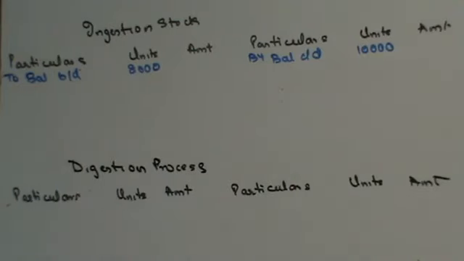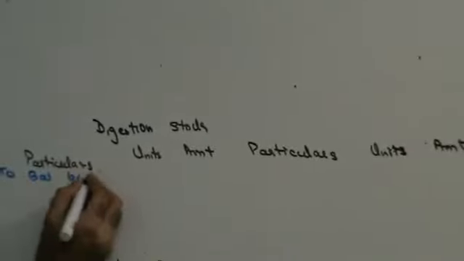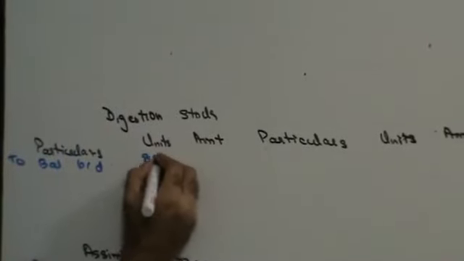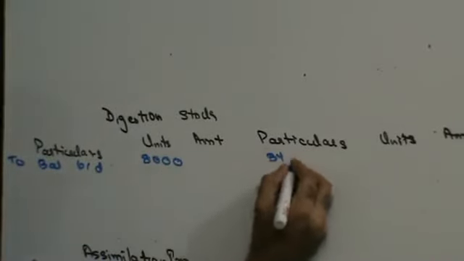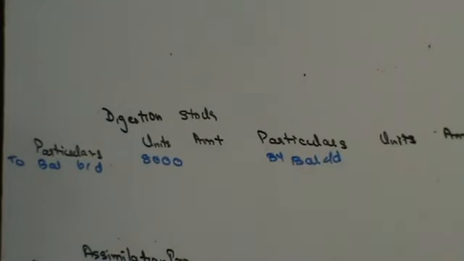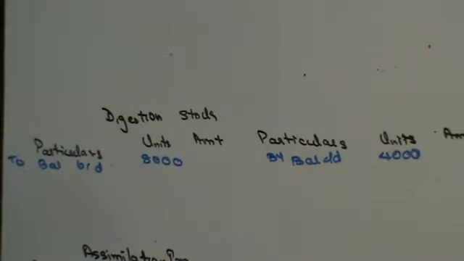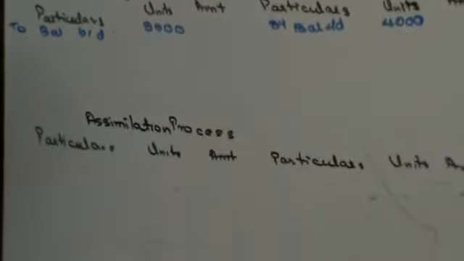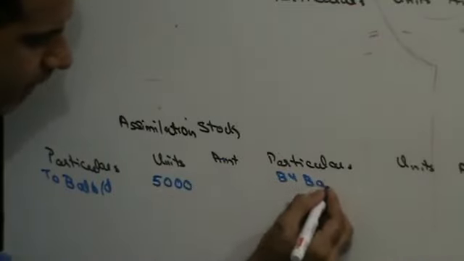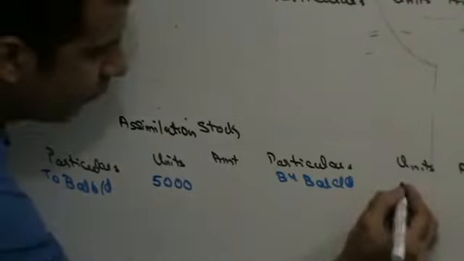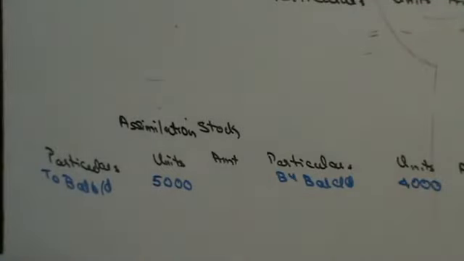Similarly, for digestion process, opening stock to balance brought down, opening stock is 8,000 units and closing stock is given to you as 4,000 units. For assimilation process, opening stock to balance brought down, opening stock is given to you as 5,000 units and closing stock is given to you as 4,000 units. Right? Next, other information.